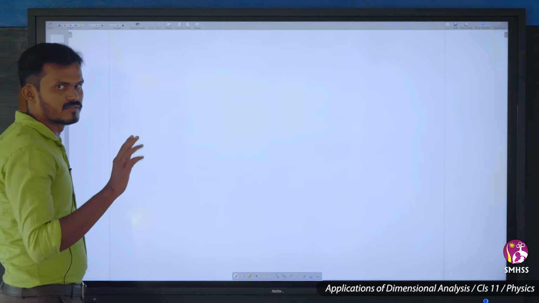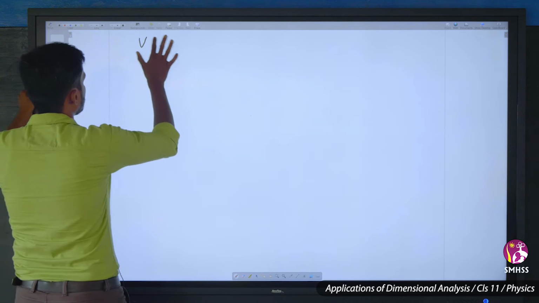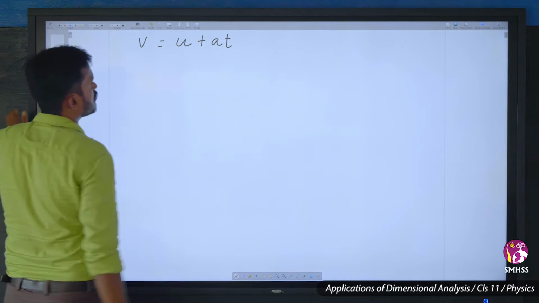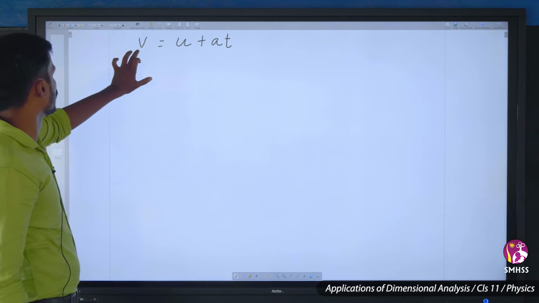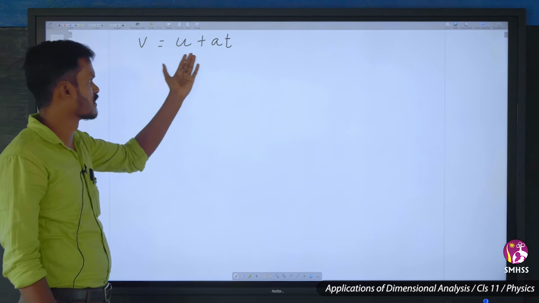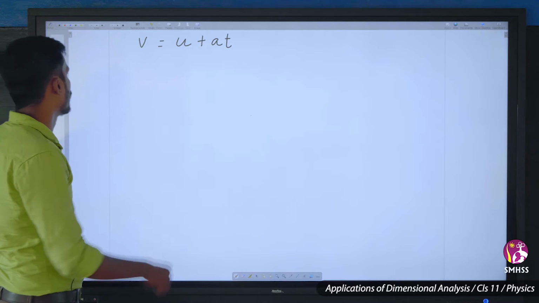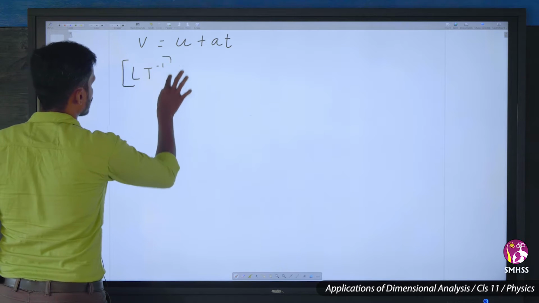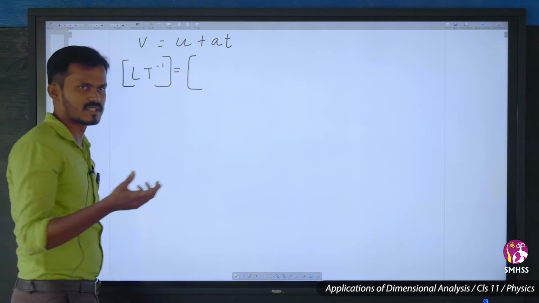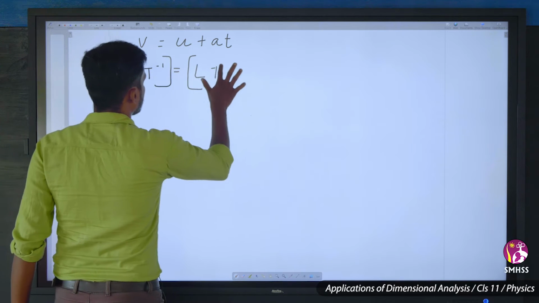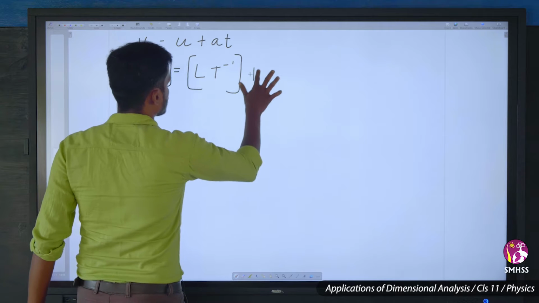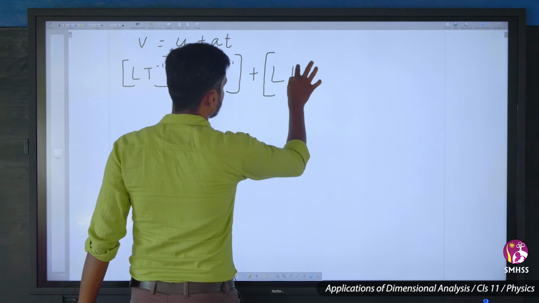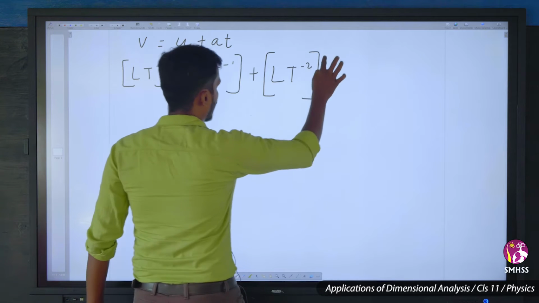Let us take the first equation of motion, that is v = u + at. This is final velocity, this is initial velocity, acceleration and time. You know how to write the dimensions. For velocity, it is LT^-1. Again, initial velocity is a velocity, so LT^-1, plus acceleration. For acceleration, LT^-2. For time, it is T.